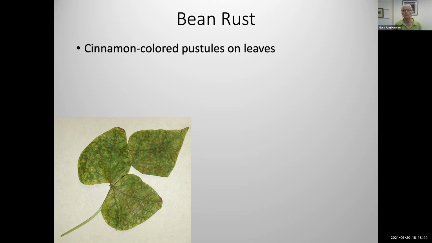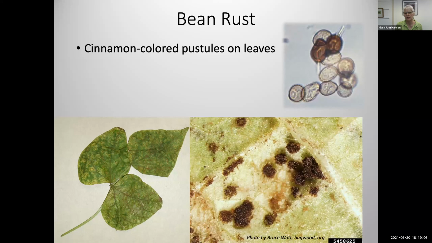And the other reason for the name rust fungi is that they produce very brightly colored spores, ranging from yellow to orange to rust to cinnamon brown. And so the bean rust fungus will appear on bean leaves as these cinnamon colored pustules. And here you can see them up close. Even though individual spores, like you can see on this micrograph picture taken on a microscope in the upper right-hand corner, are microscopic, if you get enough of them in a cluster and they're colored, then you can see them.